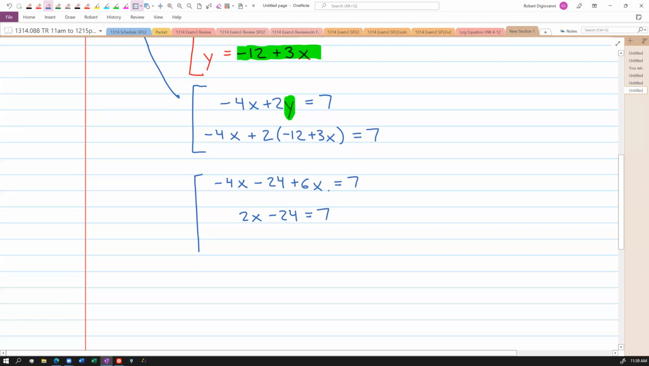We got to get that x term by itself. So let's add 24 to both sides. So 7 plus 24, right, is 31. And then finally divide by 2. 31 over 2. I know what x is, right?